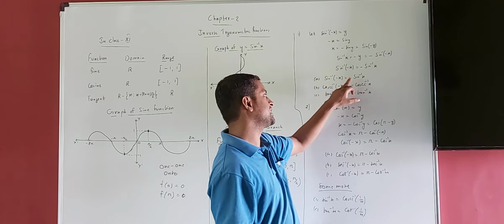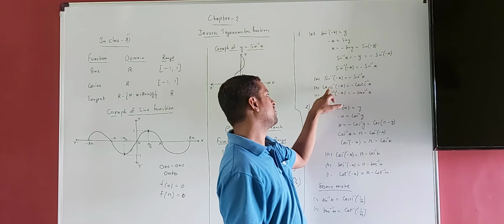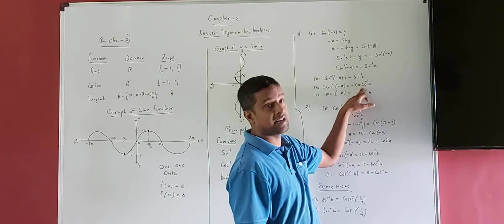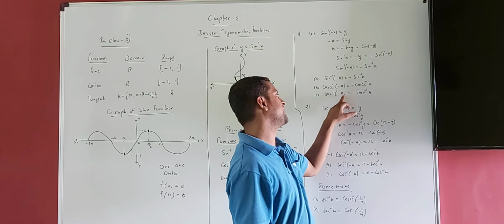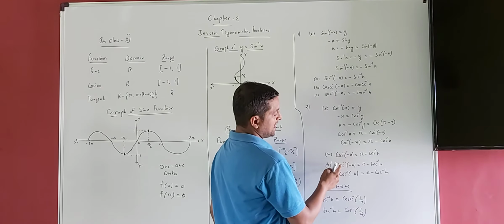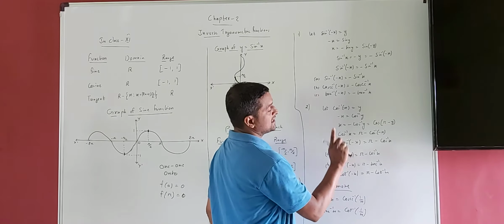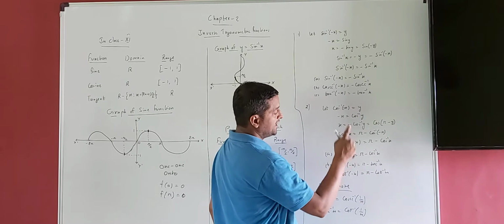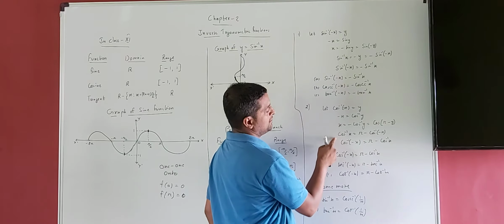So three identities I have mentioned. Sine inverse of minus x equal to minus sine inverse x. Cosec inverse of minus x equal to minus cosec inverse x. Tan inverse of minus x equal to minus tan inverse x. But we will go for the next three: cos, sec and cot. So cos inverse of minus x is not minus cos inverse x. It is pi minus cos inverse x. Derivation I have mentioned here.